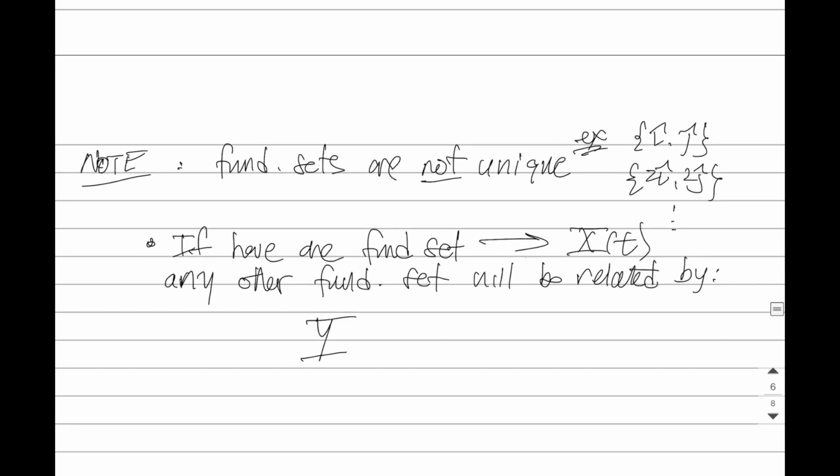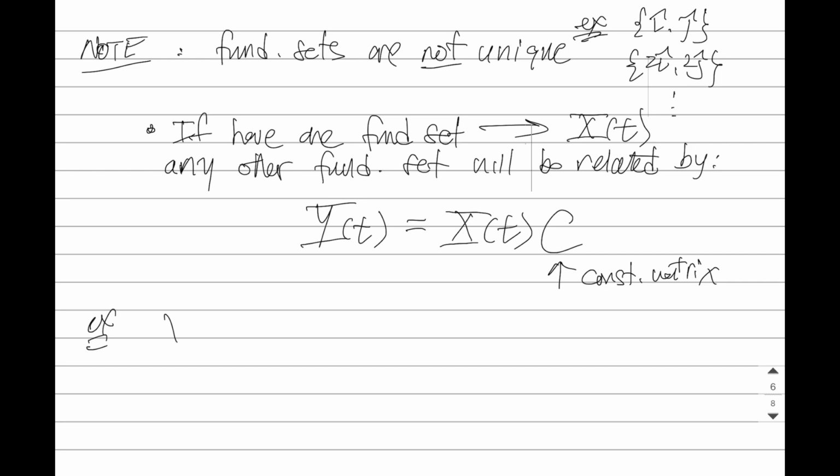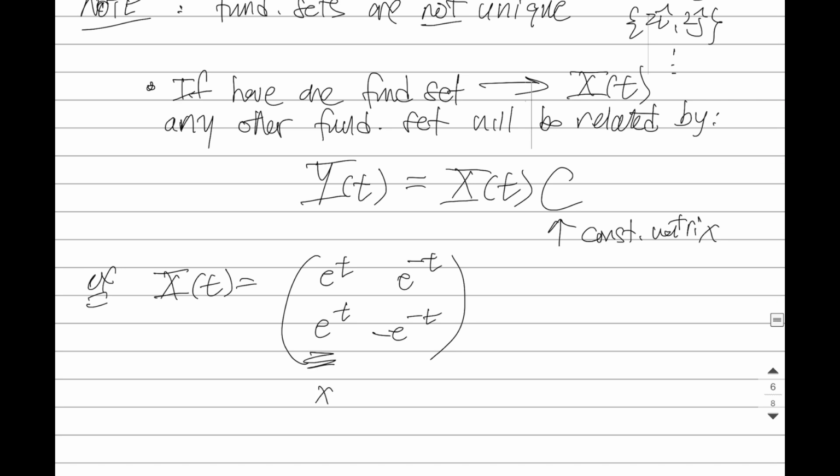So if I have another fundamental set, let's say y of t, it will always end up being the original fundamental set times another matrix, and this is a constant matrix. If I have this fundamental set, let's say it's e to the t, e to the t, e to the minus t, and negative e to the minus t. So let's say that is my fundamental set. There's solution x1 and solution x2.